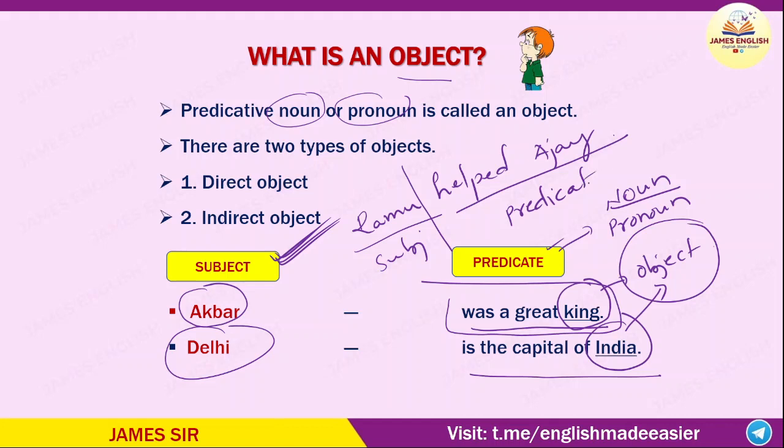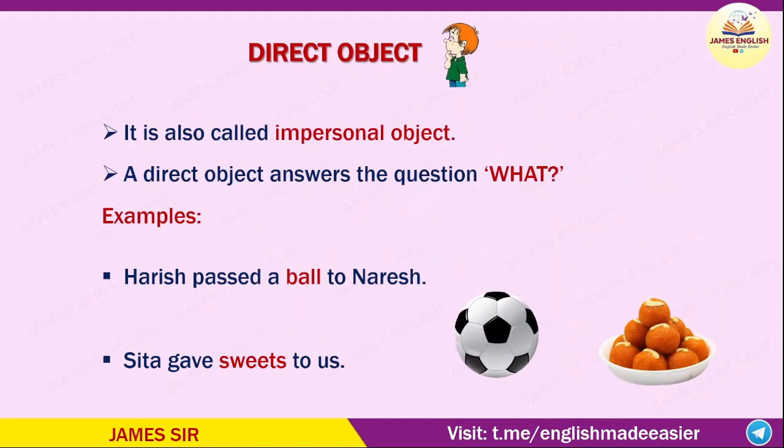Is there any object here? We need to look for a predicative noun. Is there any predicative noun? Ajay. So Ajay should be called an object. Is it clear? Then there are two types of objects, right? What are they? One is a direct object, the other one is an indirect object.